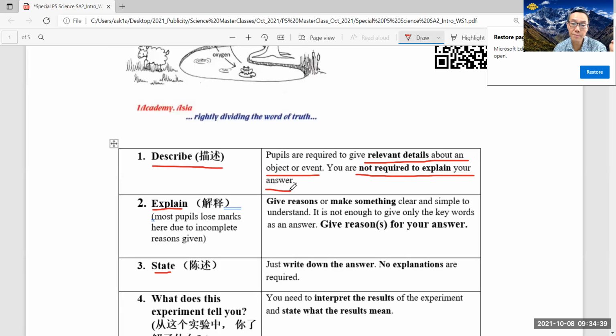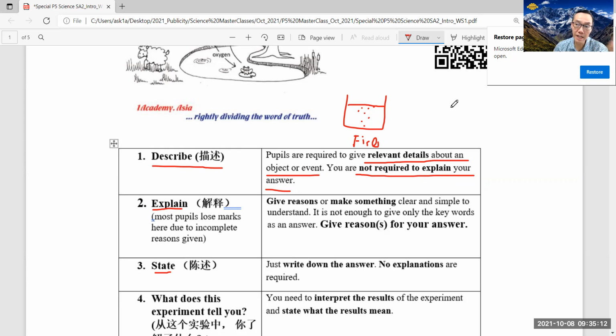So for example, let's say in this beaker, if I have a flame, a fire below, boiling the water here, you will see bubbles coming out, correct? So you will just say, for example, describe what you would see after 10 minutes of heating this beaker of water. You can see there will be many bubbles rising up from the beaker. This is called describe.